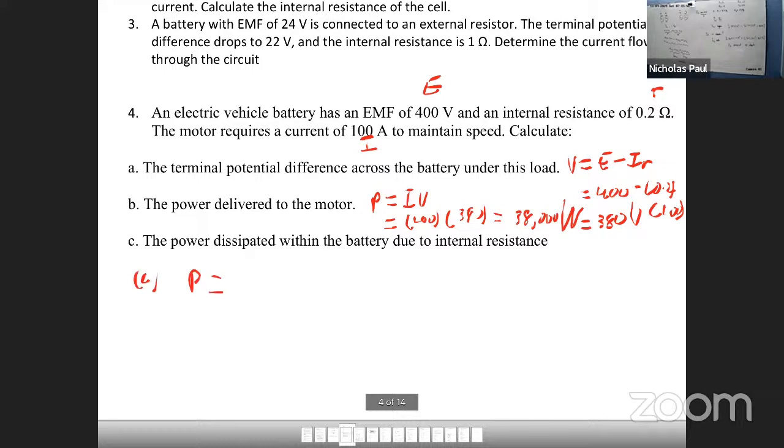Power loss would be 100 squared times r. Small r is 0.2. Okay, right, so that was just the intro.